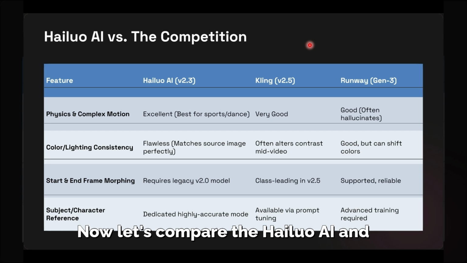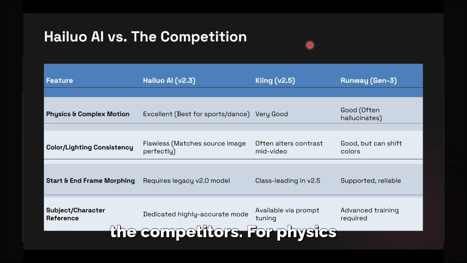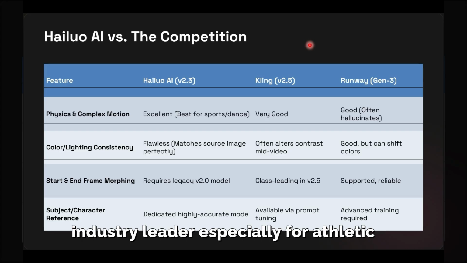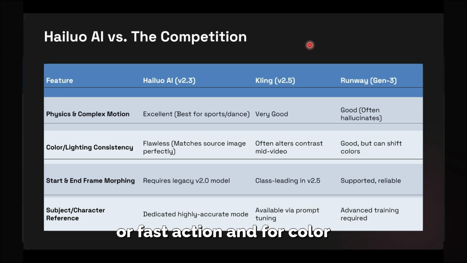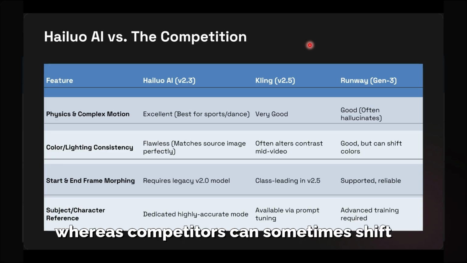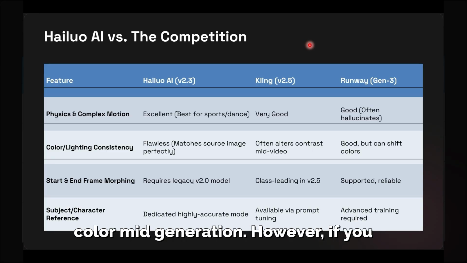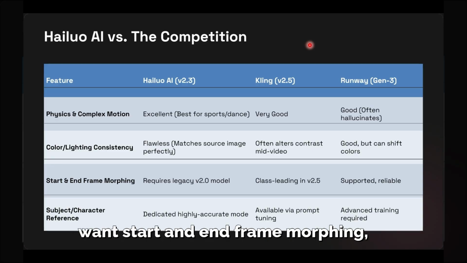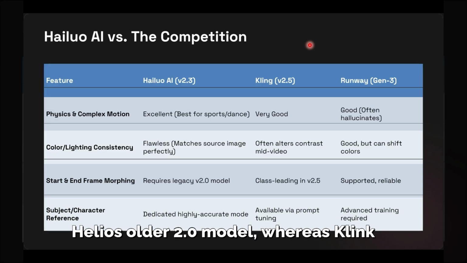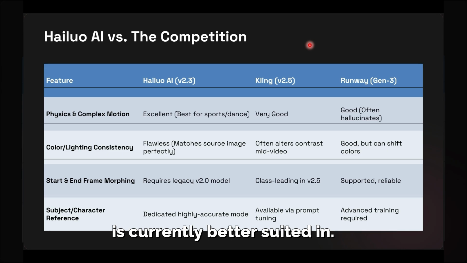Now let's compare Helio AI and the competitors. For physics and motion, Helio is currently the industry leader, especially for athletic or fast action. And for color and lighting consistency, Helio is flawless at matching your source image, whereas competitors can sometimes shift color mid generation. However, if you want start and end frame morphing, you currently have to downgrade to Helio's older 2.0 model, whereas Kling is currently better suited in that specific task.